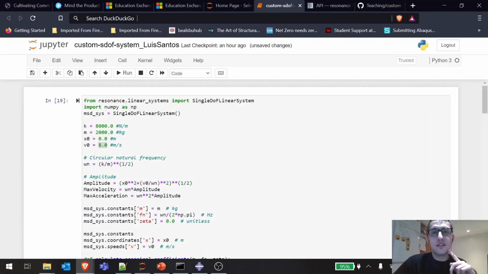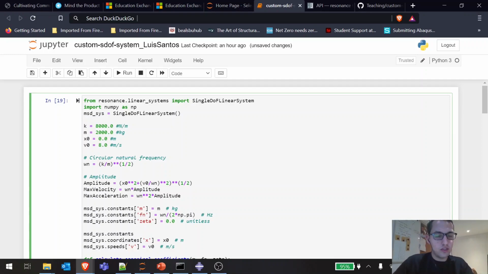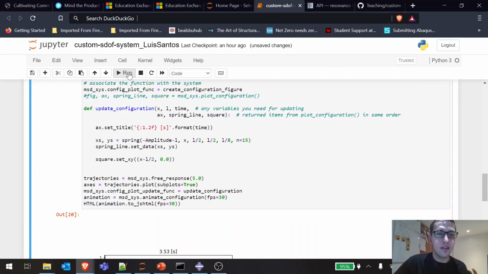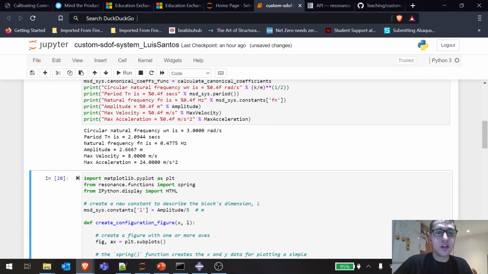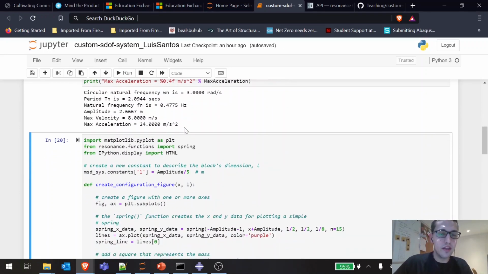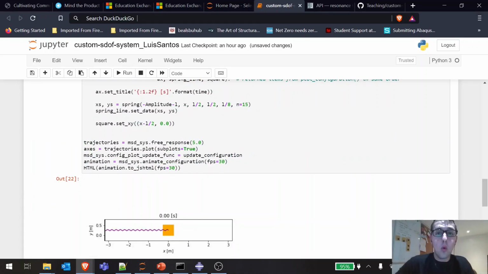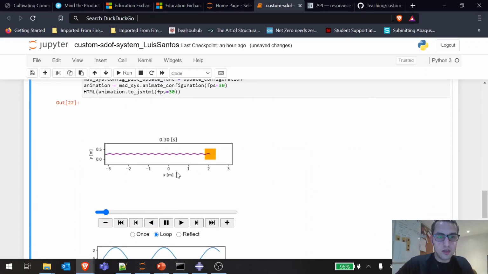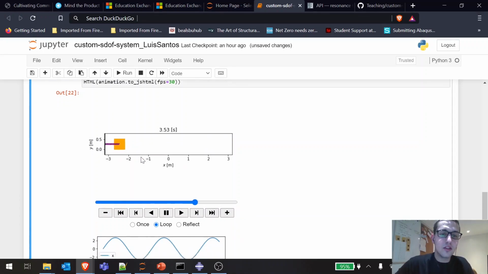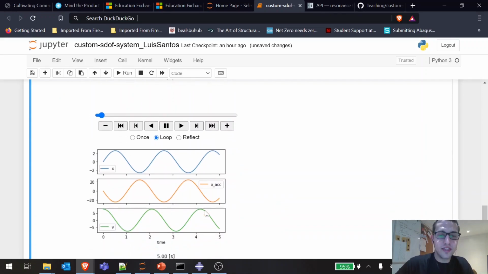The last example I want to show you is we are going to just go to the stiffness. And instead of 8,000, we're going to add a little bit more. Let's say 18,000. So we can see right away that the circular natural frequency becomes 3 radians per second instead of 2, which means that our response has a higher frequency. And again, when we run the oscillation again for 5 seconds, we can see now that the oscillation becomes a little bit faster than before. So more waves can fit into the 5 seconds.